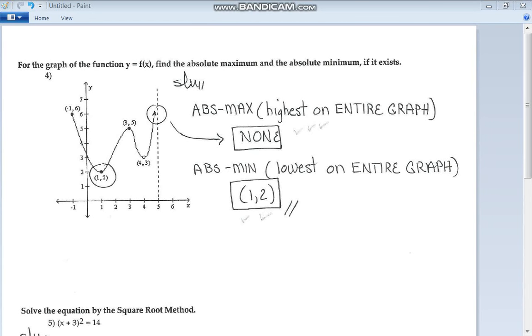Hi, Math 7a, Exam 1. Number 4. For the graph of the function y equals f of x, find the absolute maximum and the absolute minimum if they exist. Okay, so let's see.